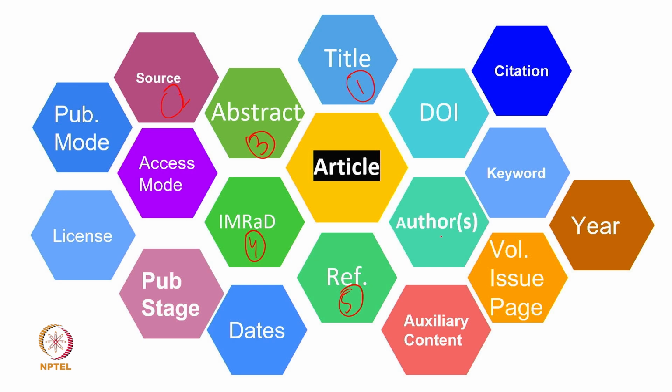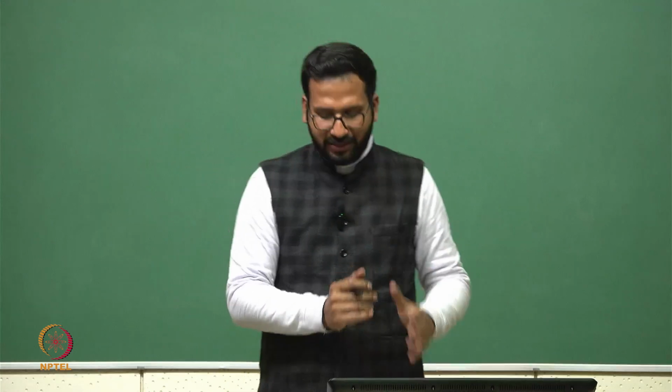Then another attribute of an article is the author. Who exactly created this research? Who are the creators of this research article? Then the seventh attribute of an article is DOI. DOI stands for Digital Object Identifier. It's a persistent identifier like ISSN. DOI uniquely identifies the article. So this is the ID for the article.